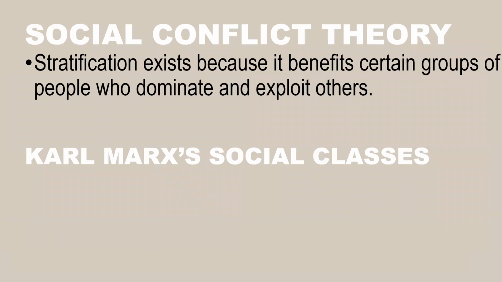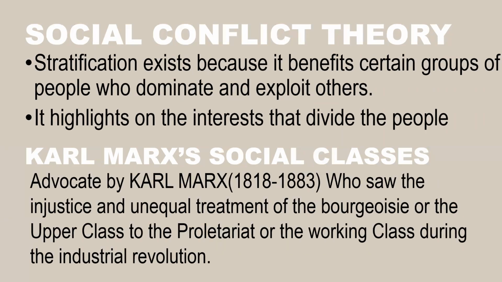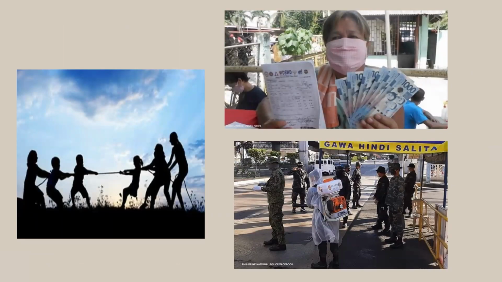Stratification exists because it benefits certain groups of people who dominate and exploit others. It highlights the interests that divide the people, and so in-advocate siya ni Karl Marx kasi nakita niya the injustice and unequal treatment of the bourgeoisie, or the upper class, of the proletariat, or the working class, during the Industrial Revolution. To understand the conflict theory, think of a tug of war, which has two opposing forces. Let's say, for instance, the rich and the poor, or the employer and the employee. The employer wants a higher profit or income, while the employee wants a higher salary. So we have these two conflicting interests.